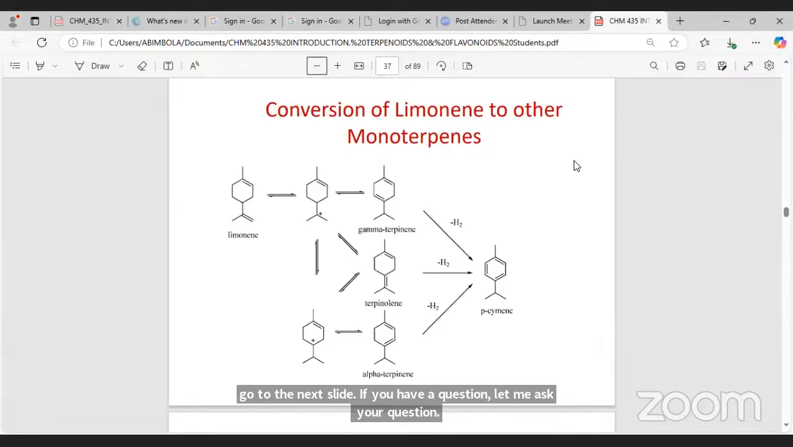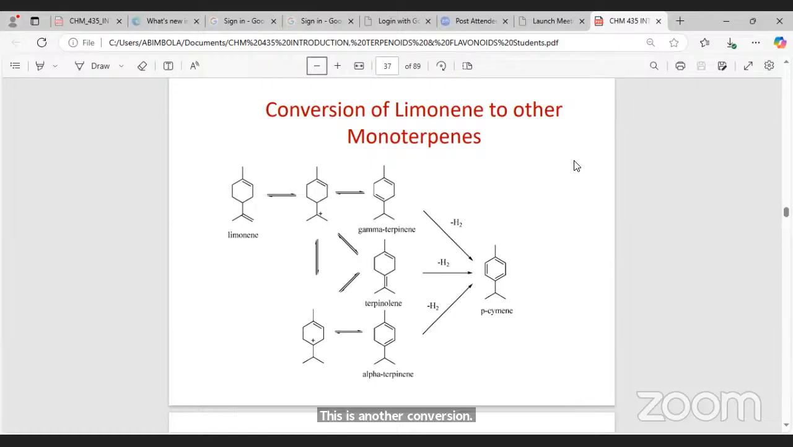This is another conversion. We are converting monoterpene to other monoterpenes. We are converting limonene. Now, the question that you might be asked here is, how do you convert limonene to p-cymene? This is one of the things that we like too much. I don't know why we like it too much. But it's a simple thing.